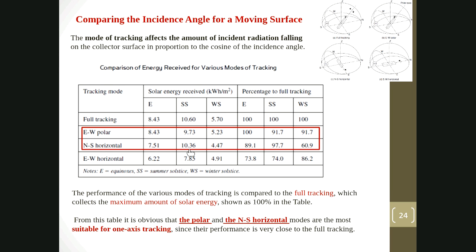For the east-west tracking, north-south, this is the surface of the axis. Here we will have maximum at summer and equinox, then in the winter it will be 60% of the other. So this depends on my situation, which one I'm going to use. Full tracking, sure, it will be the best. Then depending on the other positions I can have, I can find which one is better.